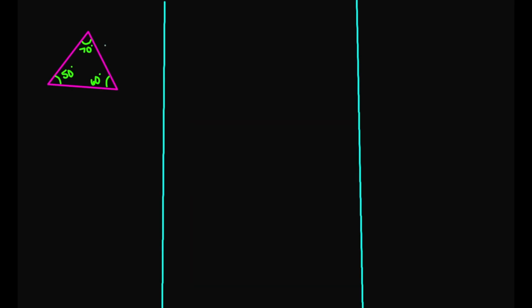If you have a triangle where all your angles are less than 90 degrees, so in this example here, we have 50 degrees, 60 degrees, and then 70 degrees, then this will be an example of an acute triangle.